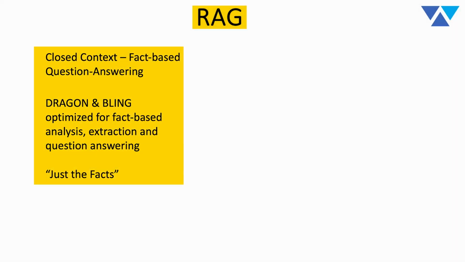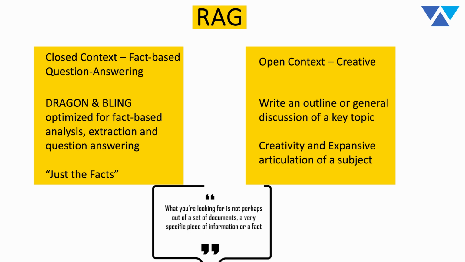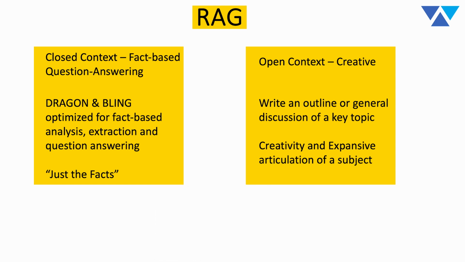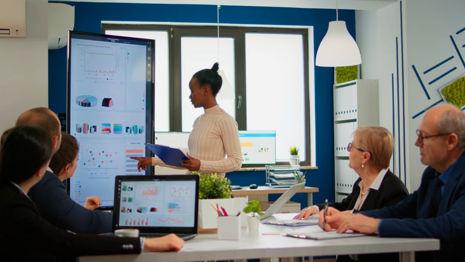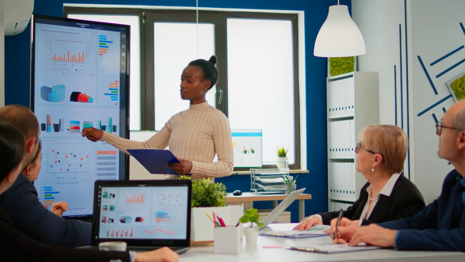That's closed context. But one of the things we've been thinking about a lot lately is there's also some environments in which it's open context. What you're looking for is not perhaps out of a set of documents, a very specific piece of information or fact, where we would always recommend thinking about it in a closed context way, but where you're thinking about, could you write an outline? Or could you help me think through a particular topic? Or give a sort of a mini essay, an expansive articulation of a particular subject and bring some creativity to bear?